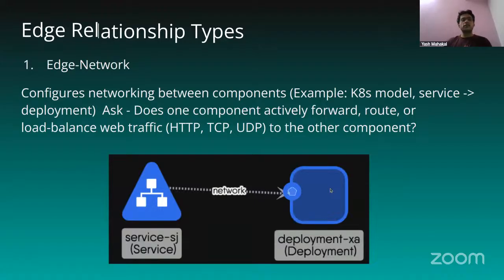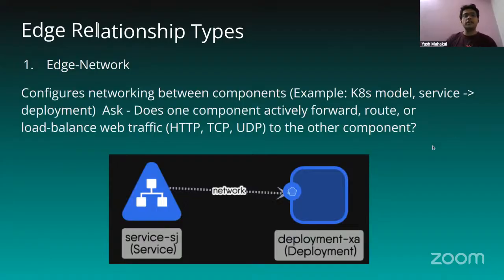So, talking about the edge network, it is actually for the networking use case. For example, a service and a deployment. It's not like we are referencing the service. Service is actually forwarding the traffic to the deployment, or we need a service to expose the deployment on maybe a node port, a cluster IP, or load balancers. Edge network configures networking between components, for example, in terms of the Kubernetes model, service and deployment.